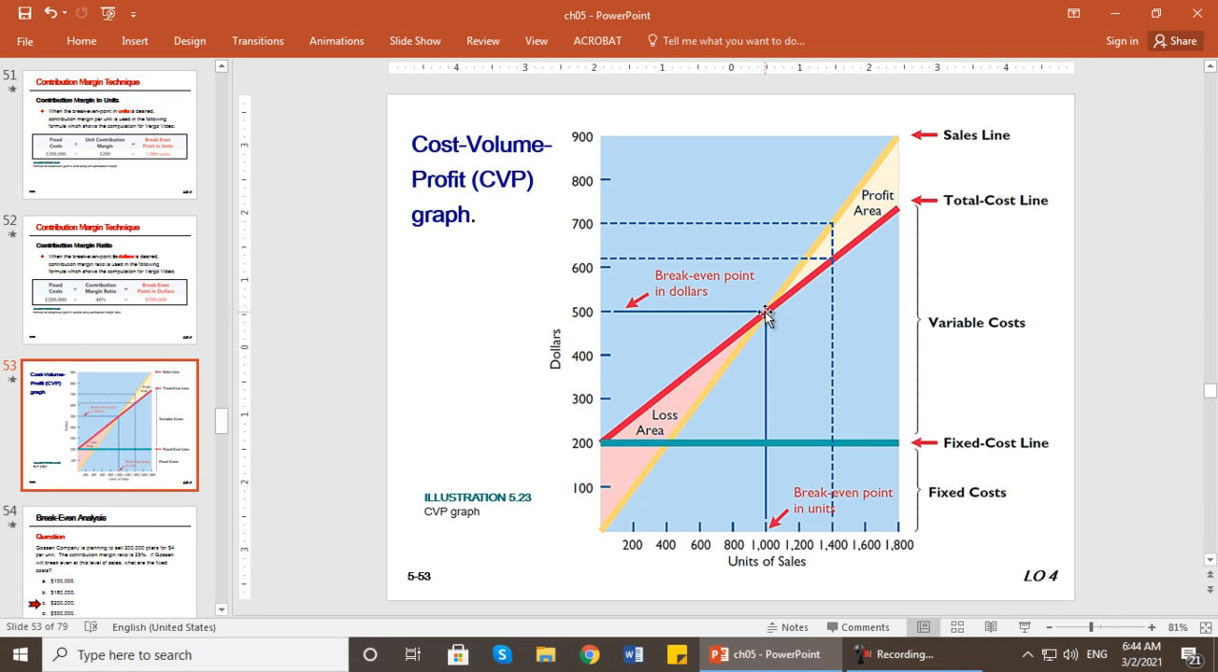Again, here's the break-even point. Before this level, the company will realize losses. After this point, the company will realize a profit.